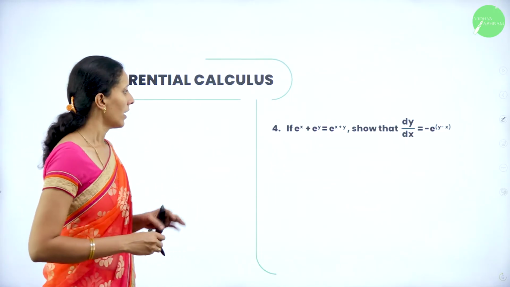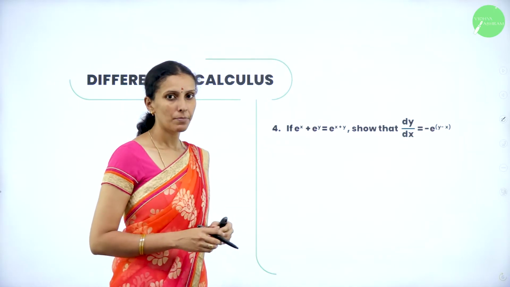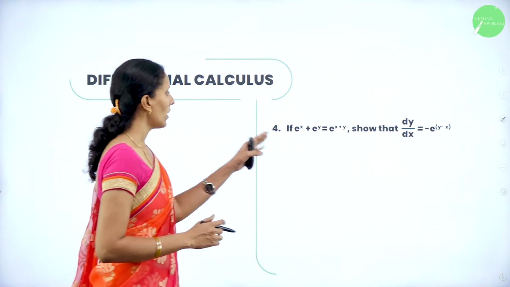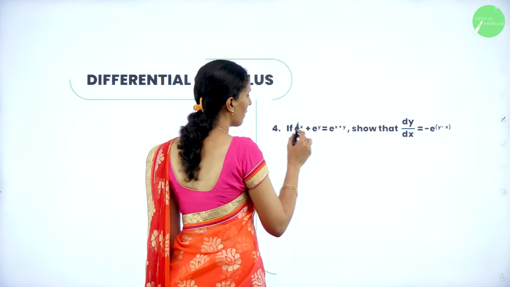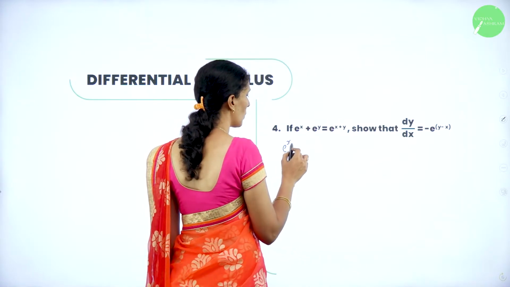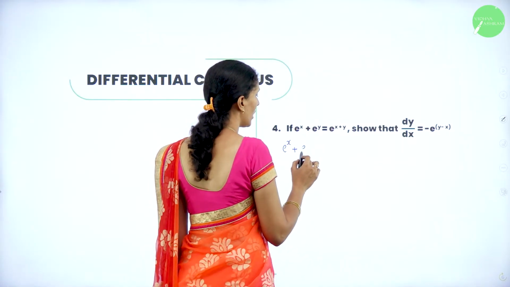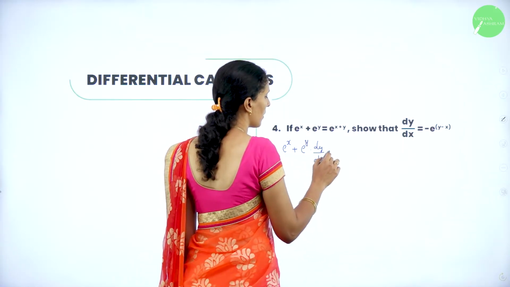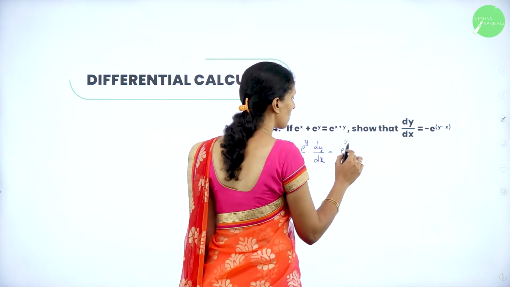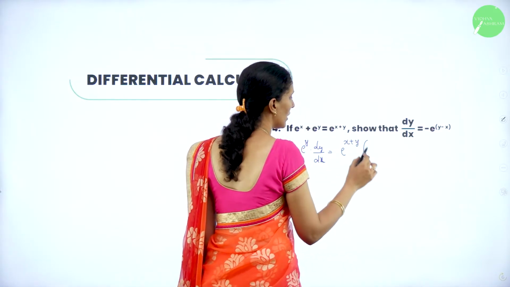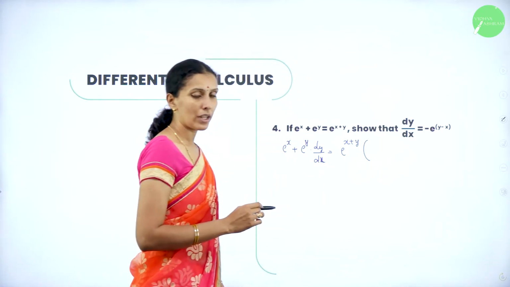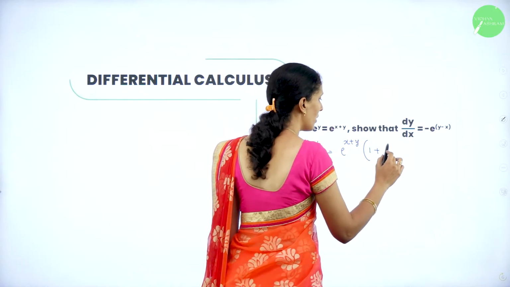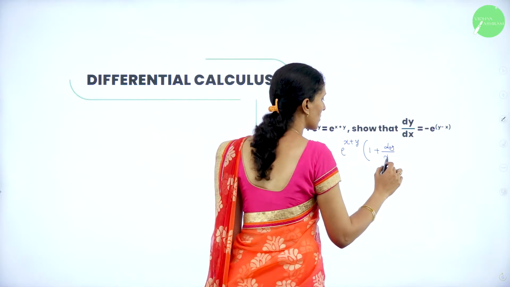So next question. e power x plus e power y is equal to e power x plus y. Show that dy by dx is minus e to the power y minus x. Now let us apply the derivative. What is the derivative of e power x? It is e power x only. What is the derivative of e power y? It is e power y into dy by dx. Again, it is e power x plus y into the derivative of x plus y we have to take. We have two functions. One is 1 and the derivative of y is also 1 with respect to dy by dx.